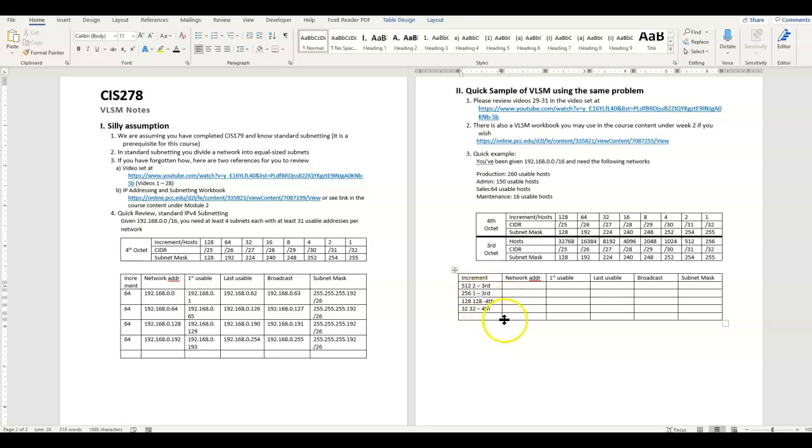Alright, we now know what our increments are going to be. Let's put our network address in here, 192.168.0.0. Now I'm going to increment 2 in the third octet. Alright, let's put that in there. I'm going to increment by 2 in the third octet, which I just did. Now I need to increment by 1 more in the third octet for the next one.